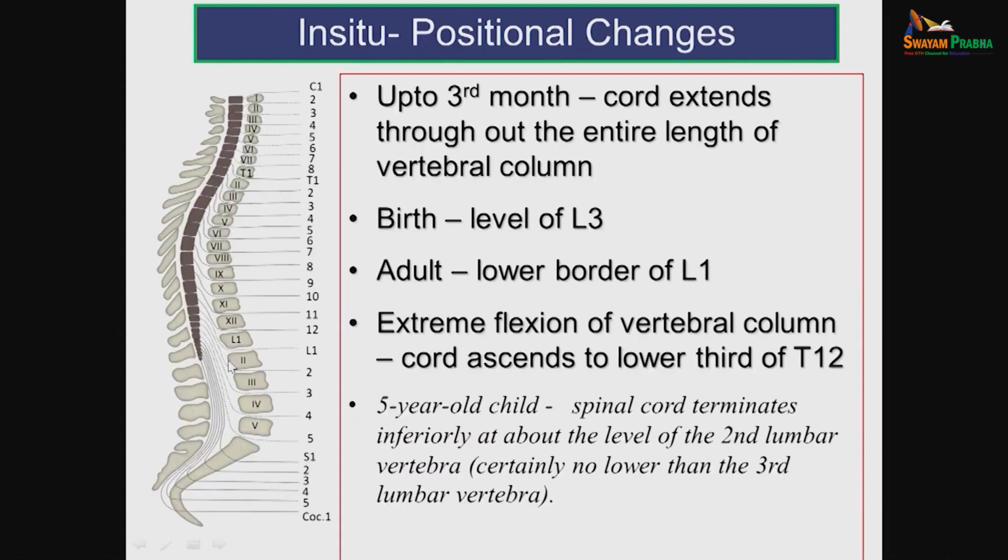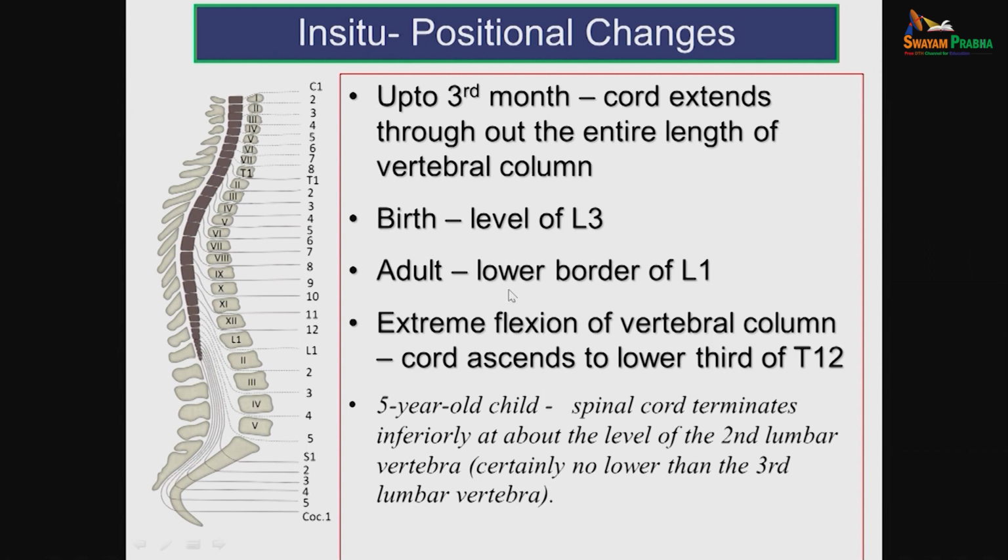Next, we will study the positional changes of the cord. If you look at the cord during fetal life, that is up to the 3rd month of fetal life, the cord will extend throughout the length of the vertebral column. Afterwards, what happens is the vertebral column is going to grow faster, and hence when the baby is born, the spinal cord ends at the level of the L3 vertebra. There is a rostral shift of the spinal cord.